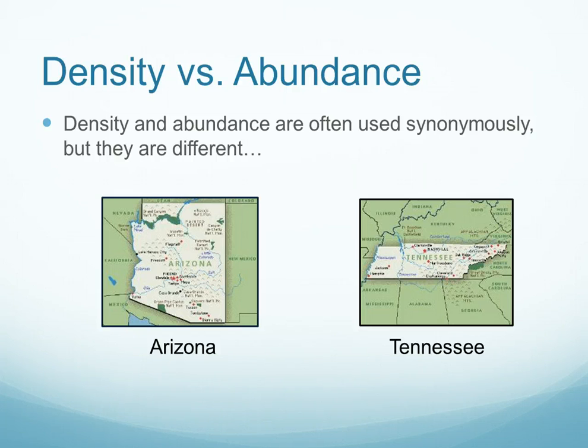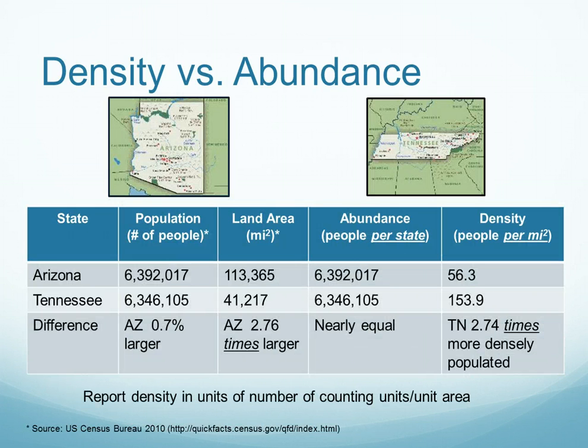So we'll take an example where we compare the populations of two states, Arizona and Tennessee. The reason we'll compare these two states is that based on the U.S. Census of 2010, the populations of these two states is very similar. They only differ by about 45,000 people, and the population of Arizona is less than 1% larger than the population of Tennessee.